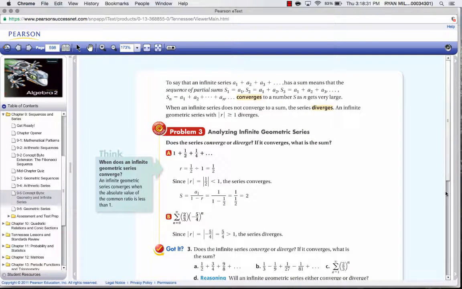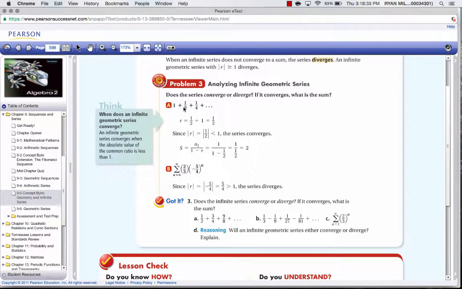All right, so here I can just see that I keep multiplying by 1/2. If you can't see that, you can divide this by this and you'll get 1/2. You can divide this by this and you'll get 1/2. So I can see that the ratio is 1/2. 1/2 is less than 1, as they say here, so it converges.